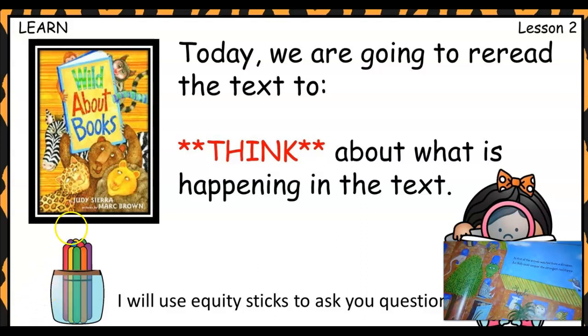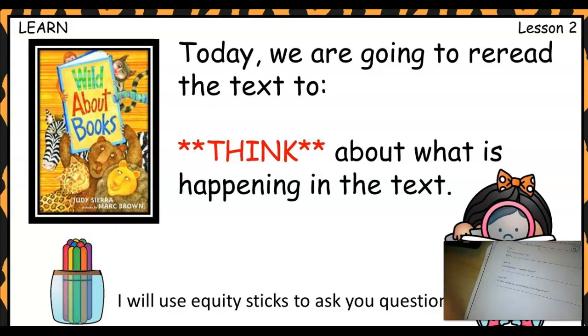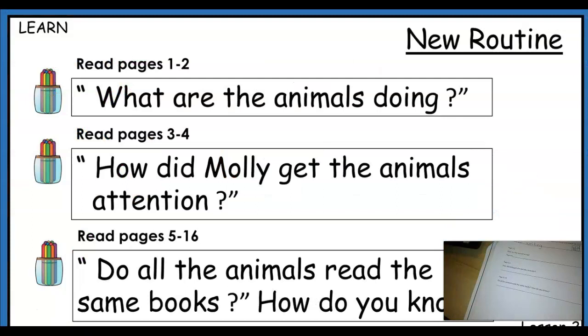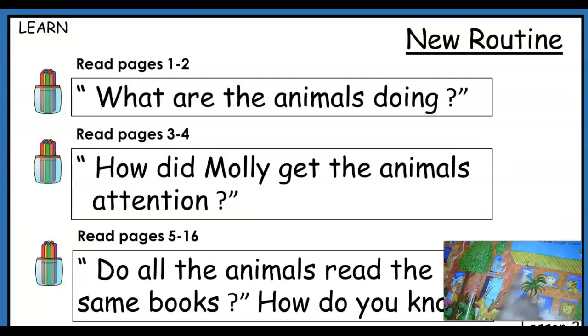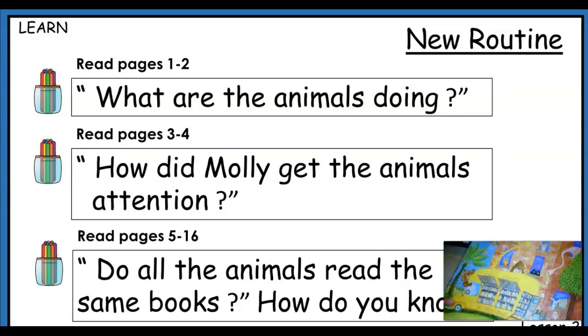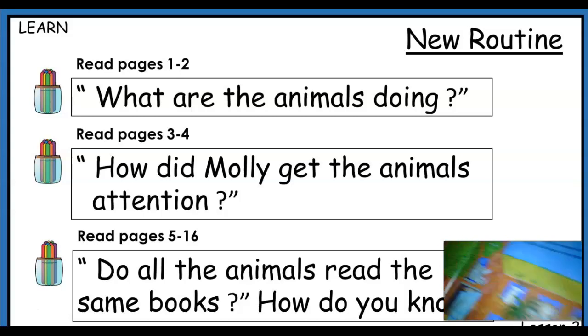Now we're going to stop right here and you're going to write what are the animals doing on page 1 and 2? Here and here. What are the animals doing? I want you to answer the question. You're going to use the sentence frame, they are, and you're going to write what they're doing. You can pause my video and finish the sentence, and then when you're done, you press play again to continue. All right, I'm going to continue. Remember, you can press pause.